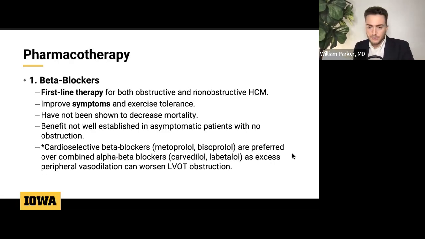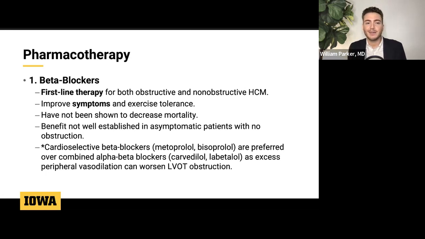So the next 4 slides are going to be pharmacotherapy. And this one really comes up top. The first line therapy for hypertrophic cardiomyopathy is beta blockade, for both obstructive and non-obstructive. Beta blockers have been shown to improve symptoms of hypertrophic cardiomyopathy and increase exercise tolerance. They haven't been demonstrated in any large RCT to decrease mortality, at least not yet.